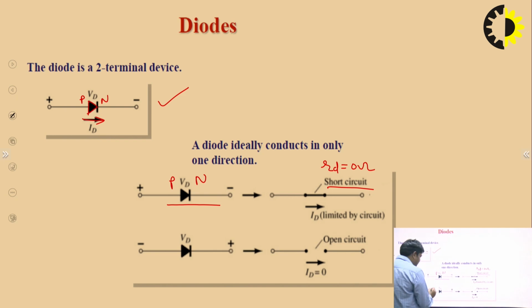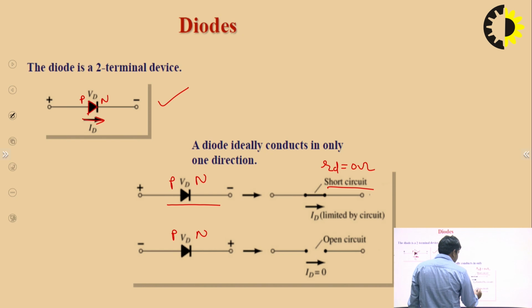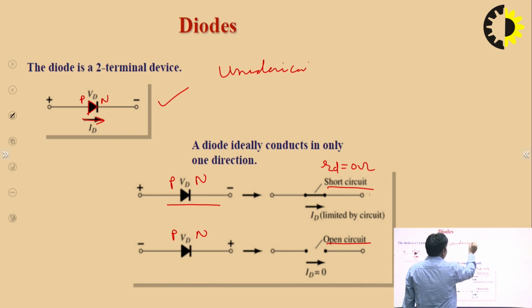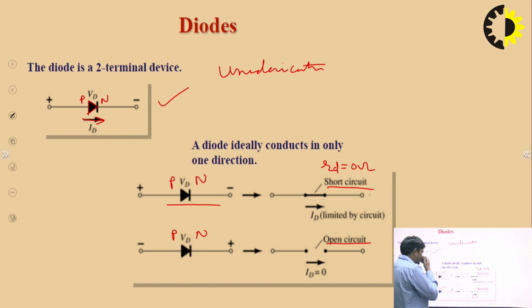But in the reverse bias condition, when P is connected to the negative terminal of the voltage and N is connected to the positive of the voltage, the diode works in reverse bias, or we can say it is open circuited. That means no current flows. So, this is a unidirectional device that supports current from the positive side to the negative side, from P to N, in forward bias condition.